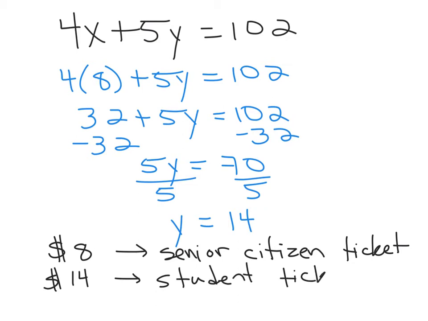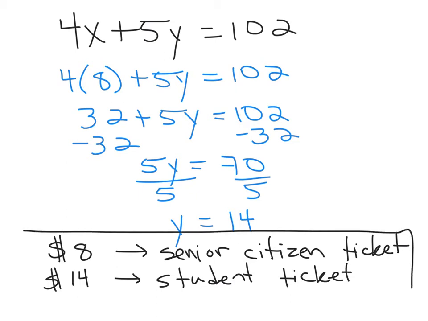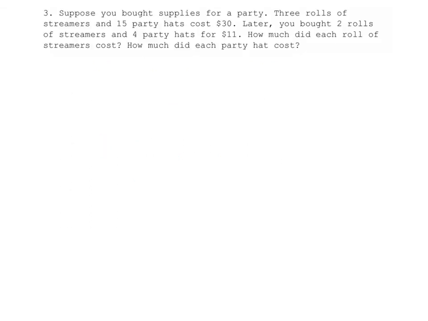Again, the reason we want to write this out as the final answer is because not everybody is going to use x as their senior citizen ticket and y as their student ticket price. So it's really important that at the very end, no matter how you did it, everybody's going to get the same answer as long as we label which one means what. So $8 for the senior citizen and $14 for the student.